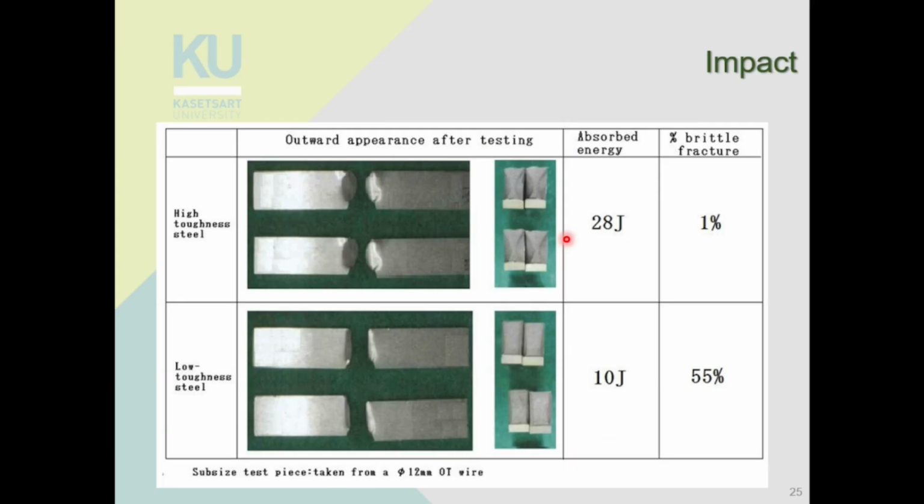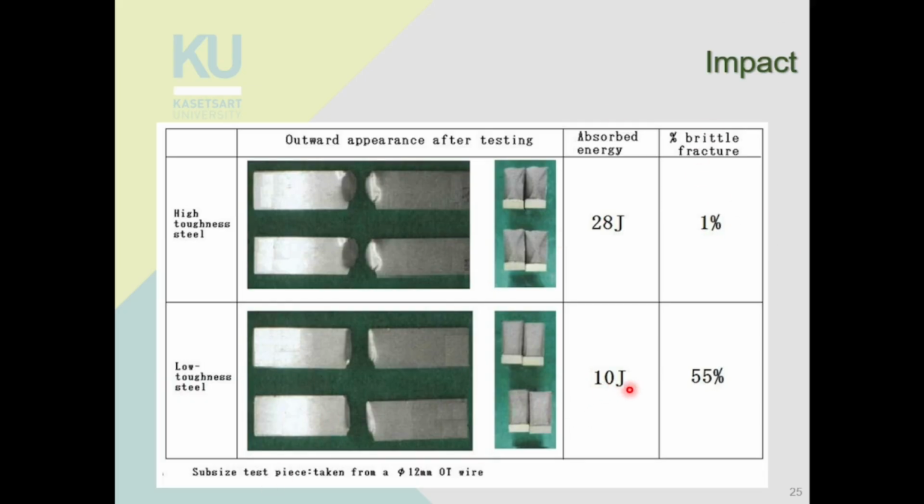But if you look at the specimen on a more macroscopic scale, you can see that for a high toughness steel compared to low toughness steel, the surface of the specimen is a little bit distorted. It's not flat. Compared to that, the low toughness fracture surface is quite flat, because it doesn't need a lot of energy to produce new surface.